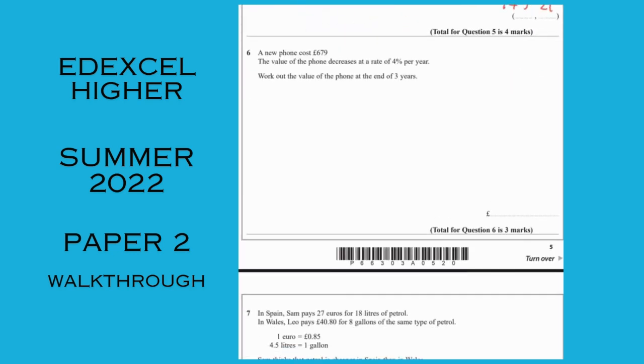Number 6, got good old repeated percentage change. So 679 is the capital. Decreasing at 4% means your multiplier is 0.96 and it's to the power of 3. I get 600.7357 and so on. It's cash, so we go to the nearest penny. 2 decimal places gives us 74 on the end.